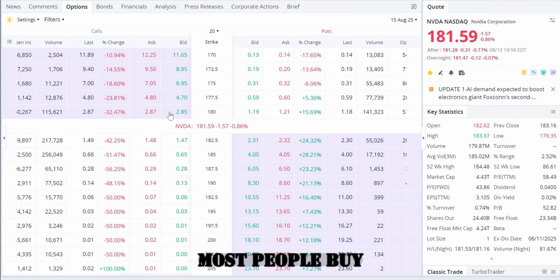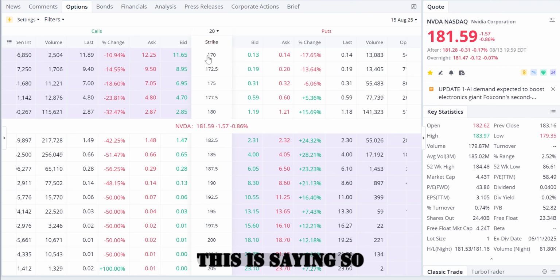Most people buy in the money contracts for safety because all of these colored groups represent a lower strike price than the stock's current price, meaning that the stock price has already passed these strike prices. That's why you're paying more for it, because there's already value in it.